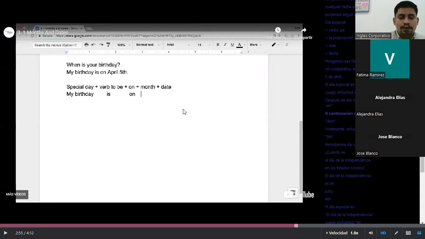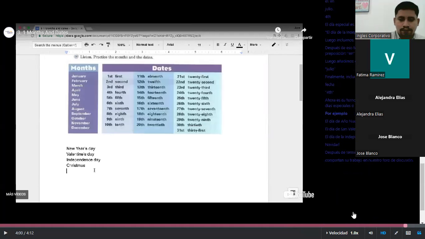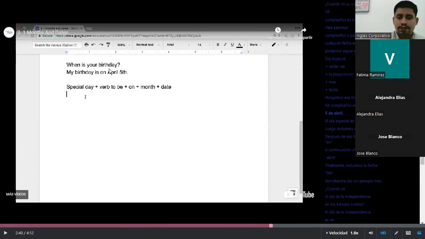So basically what we're going to do in order to practice this structure is to identify each of these special days, but we're going to do it in a different way. We're going to include a question and also an answer to that question, okay? So an example for this would be in this space here. When is your birthday, okay? My birthday is on April 5th. So that's the form that we're going to be using in order to construct sentences using a special date, okay? Let's practice. So, do you want me to give the instructions in Spanish or is it okay like that?